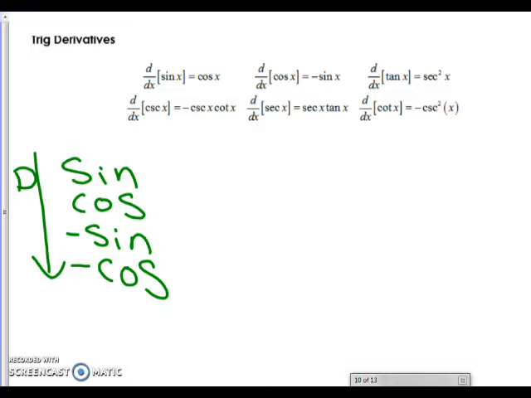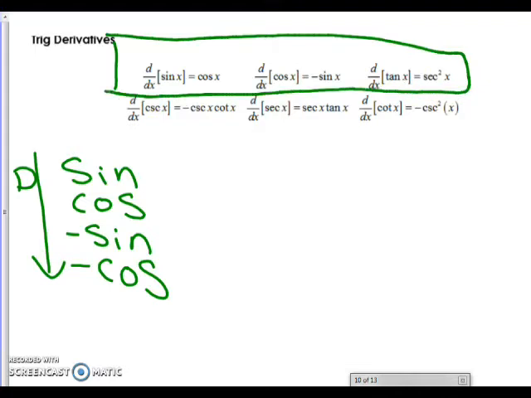If you look, notice the notation here. I used a different notation. The derivative with respect to x of sine is cos. The derivative of cos with respect to x is negative sine. Then you have tangent: the derivative of tan is secant squared. And the derivative of secant is negative cosecant cotangent. I would say these three are going to be the ones you see the most, but it's good to know the other ones too.